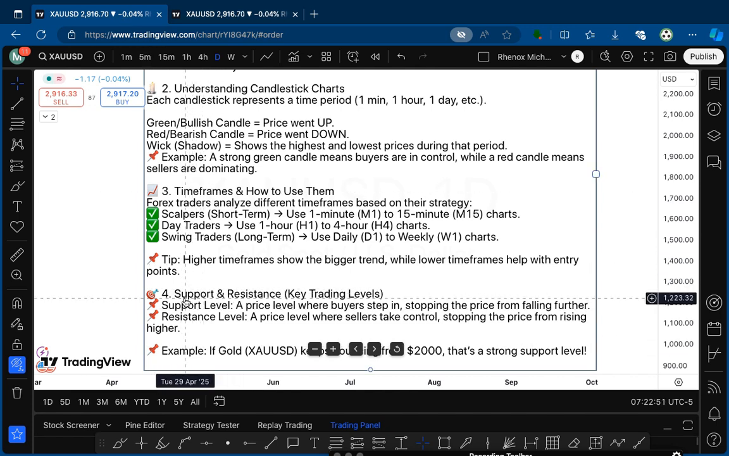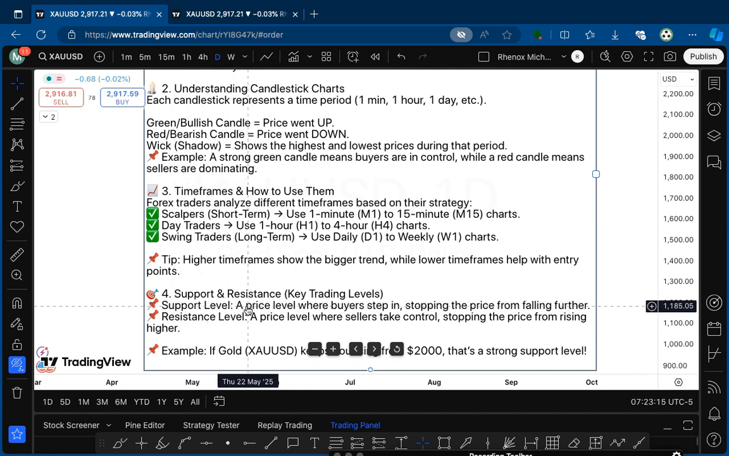All right, now we have support and resistance. There will be a much broader video explaining this term. Support and resistance are basically key levels or psychological levels on the chart where price reacts from time to time. So now we're explaining support.